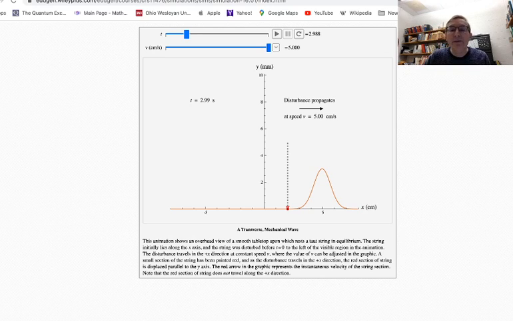But again, any particular piece of string, such as the piece painted with the red dot, travels up and down. Okay, so there's the v of the disturbance. In this case, that v is directed to the right. And we can control that with this slider labeled v. That's my first animation. And that's a transverse traveling wave.